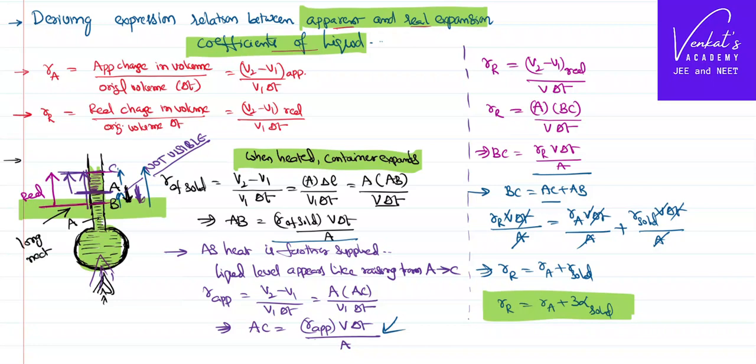I also want you to understand that for a given liquid, gamma R is a constant. It depends on the nature of that liquid. Whereas for a given liquid, gamma A depends not only on the nature of the liquid, but also on the nature of the container. So gamma apparent appears different for the same liquid under different containers. For a given liquid, whatever the container is, gamma real is always the same. That's how you have to understand their expansion coefficients.